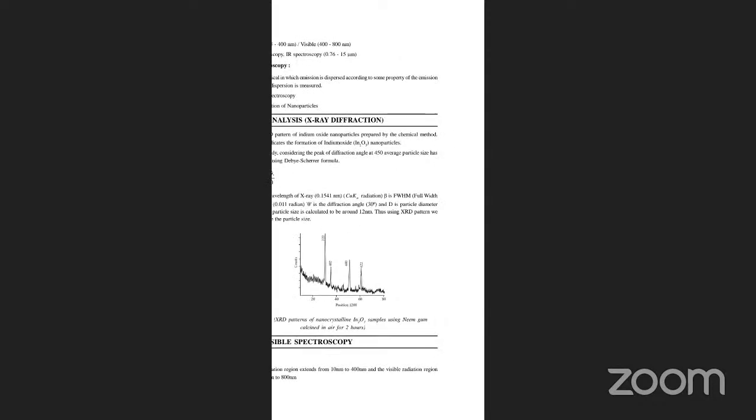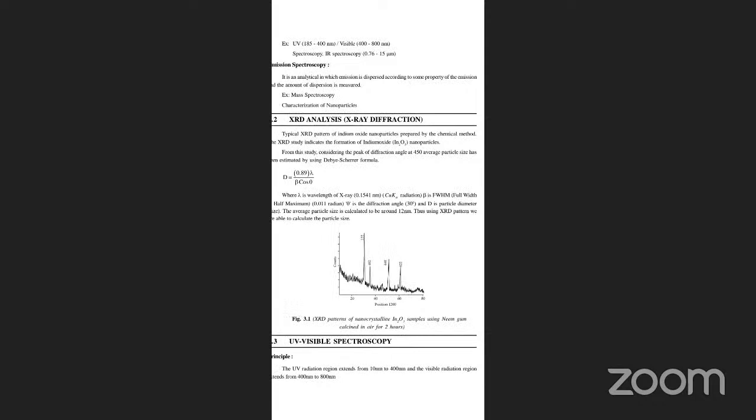Beta is FWHM, full width at half maximum, 0.011 radian. Here theta is the diffraction angle, 30 degrees, and D is the particle diameter size. The average particle size is calculated to be around 12 nanometer. Thus, using the XRD pattern, we are able to calculate the particle size.